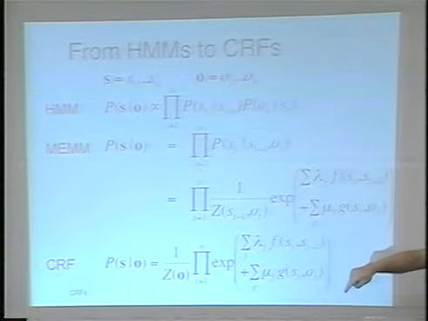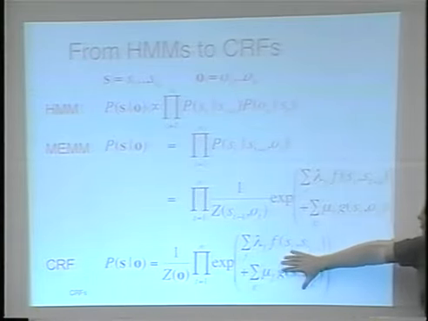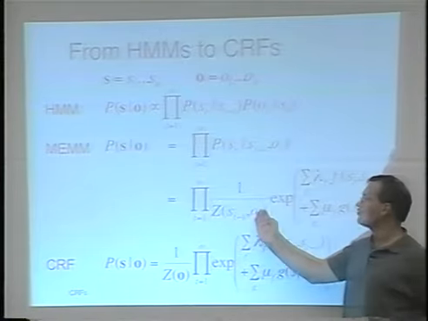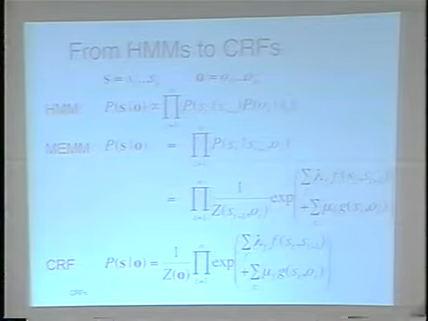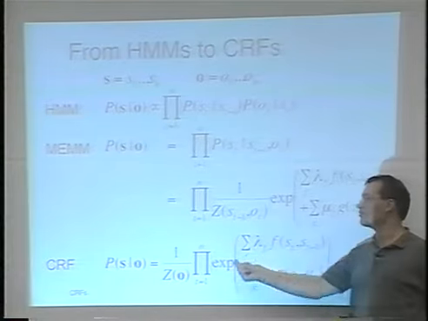In the conditional random field, the picture is exactly the same, except that the normalization moves out of the product. That's all the difference there is. Instead of having a normalization per decision, you have a global normalization.